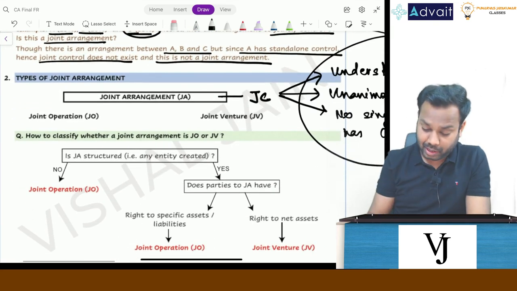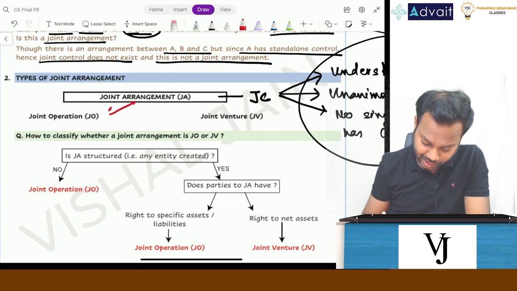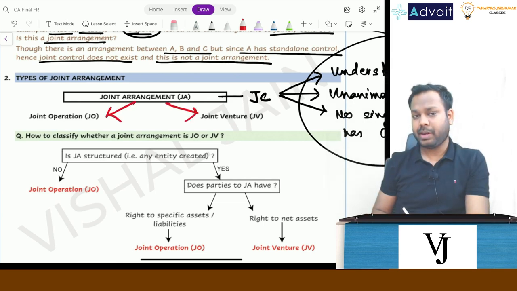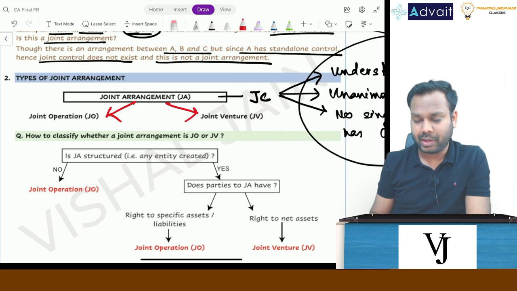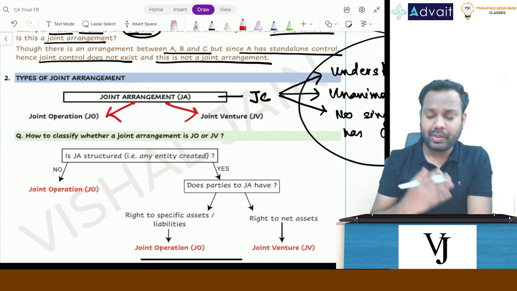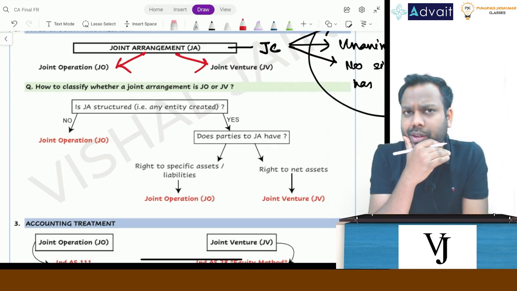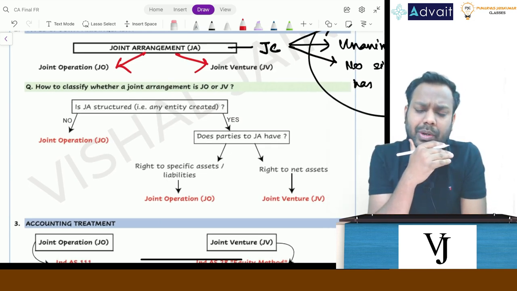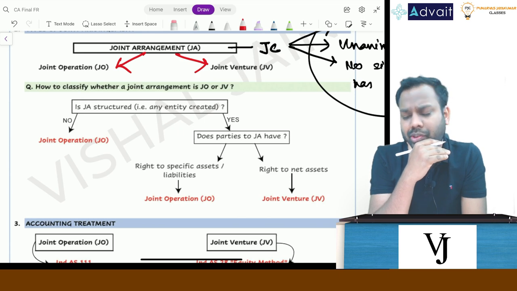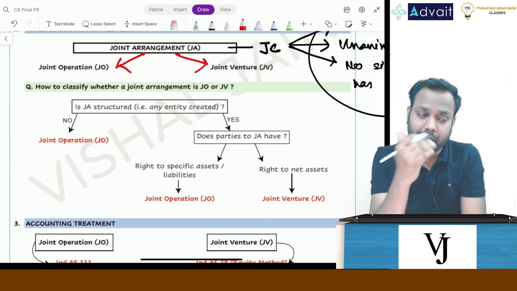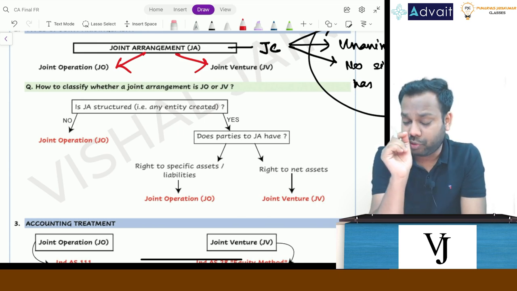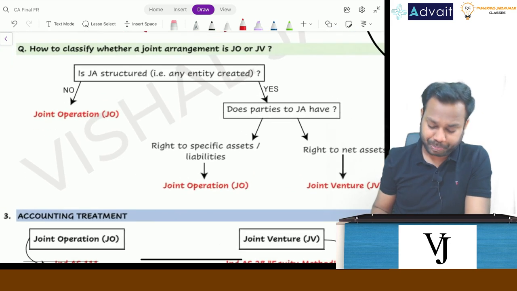Now understand, standard says that joint arrangement can be of two types. One is joint operation, another is joint venture. Okay, now how to classify whether the joint arrangement is in the nature of joint operation or a joint venture? The classification is a question. Okay, now let's understand how to classify.